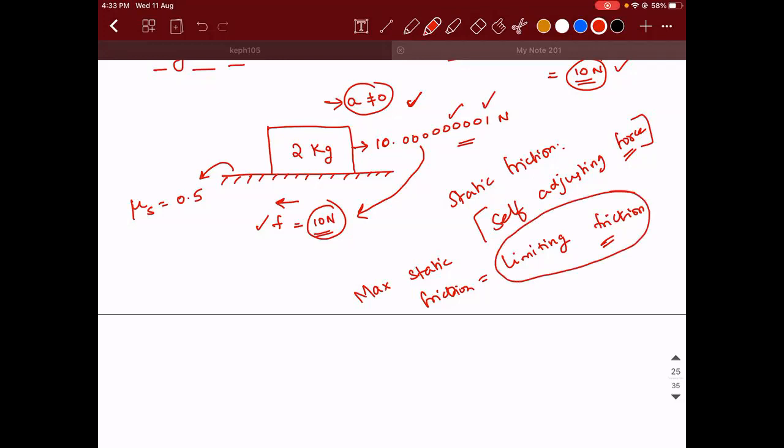moving. Okay. Till then, what will it do? It will keep adjusting itself. It will keep adjusting itself till you reach the maximum value. Clear, guys?